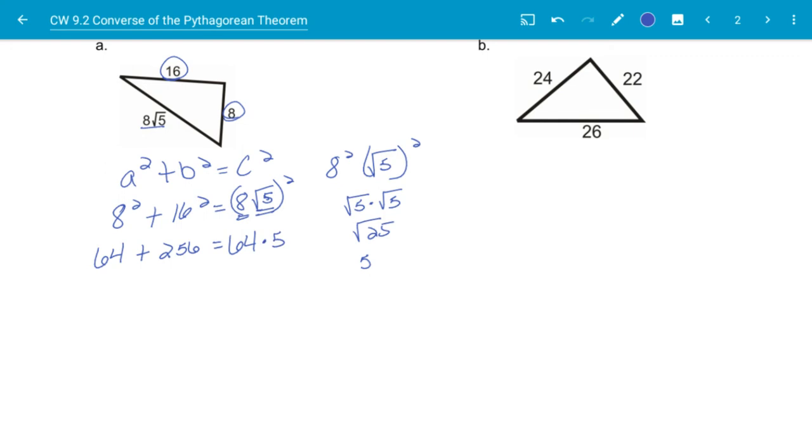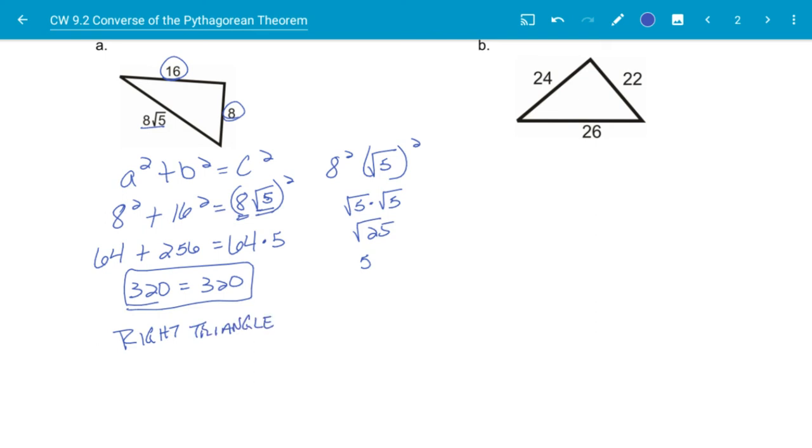So what I'm going to do is add 64 and 256, which is 320. And 64 times 5 is 320. So that is a true statement. Therefore, the triangle is a right triangle.